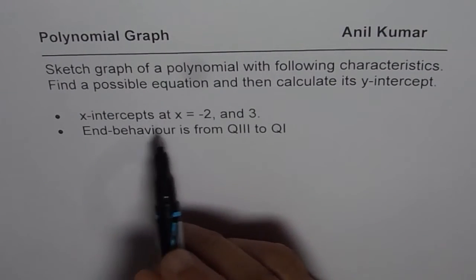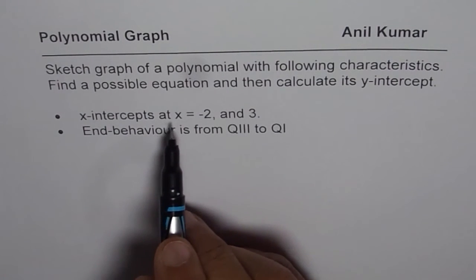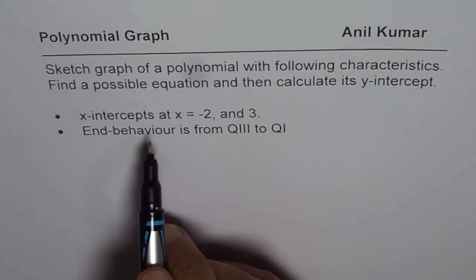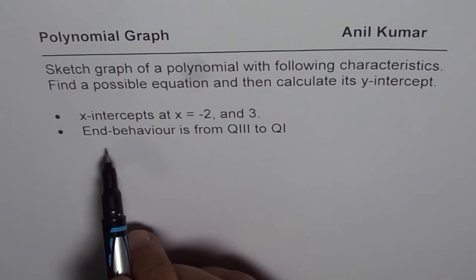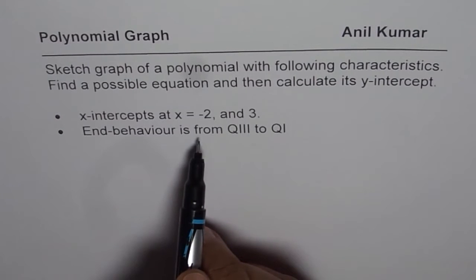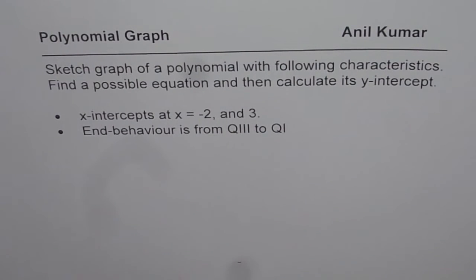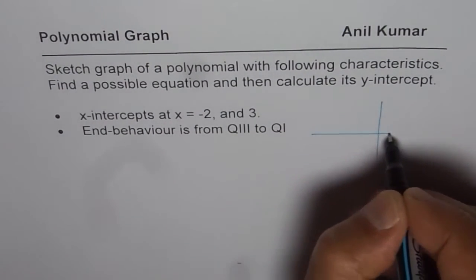The two conditions given to us are, first, x-intercepts at x equals minus 2 and 3. So there are only two x-intercepts, one at minus 2, the other at 3. And the next condition is end behavior is from quadrant 3 to quadrant 1. Okay, now what does that mean? Let me make a rough sketch here and then we'll discuss.